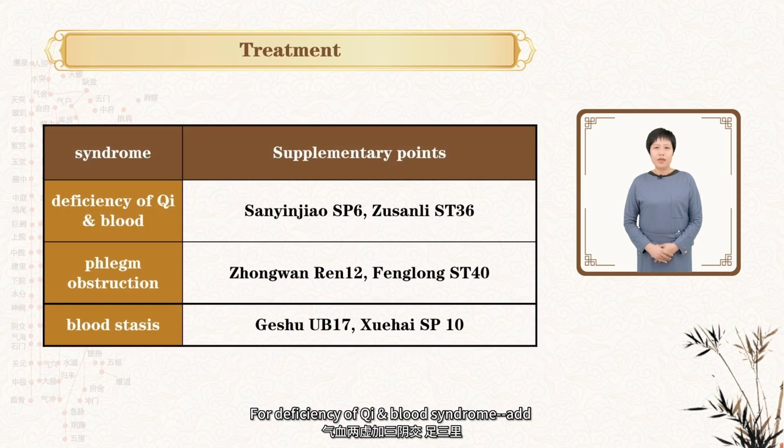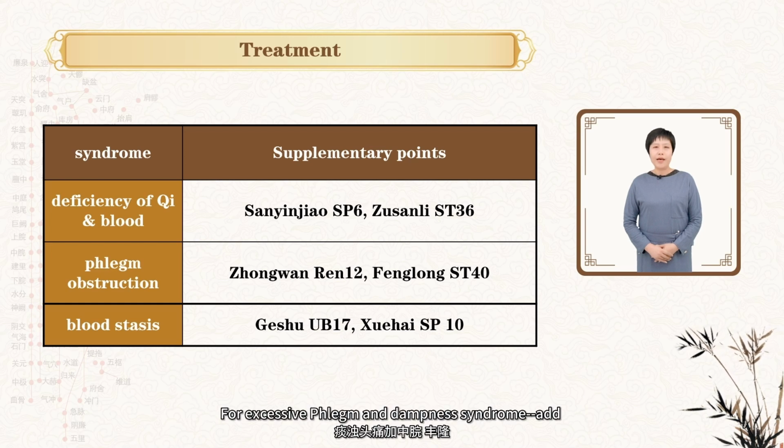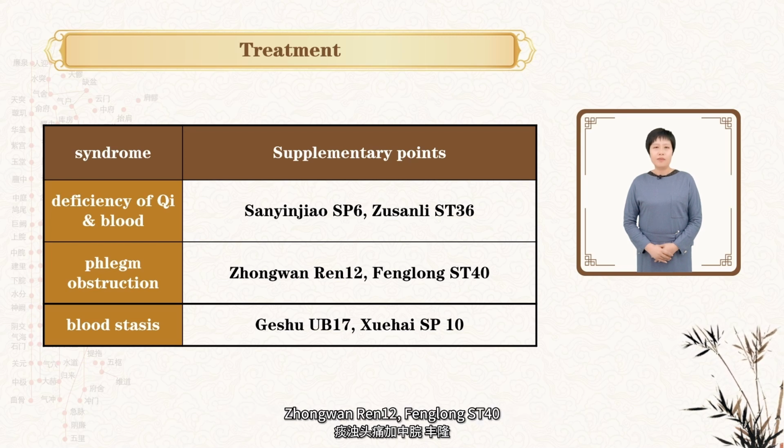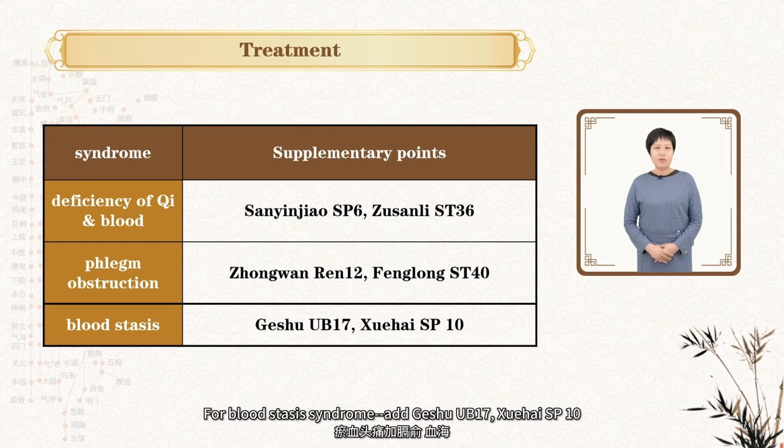For deficiency of qi and blood syndrome, add Sanyinjiao spleen 6, Zusanli stomach 36. For excessive phlegm and dampness syndrome, add Zhongwan Ren 12, Fenglong stomach 40. For blood stasis syndrome, add Geshu UB 17, Xuehai SP 10.